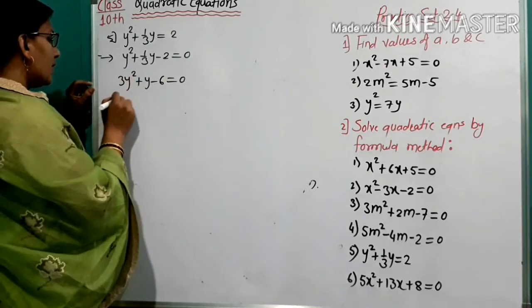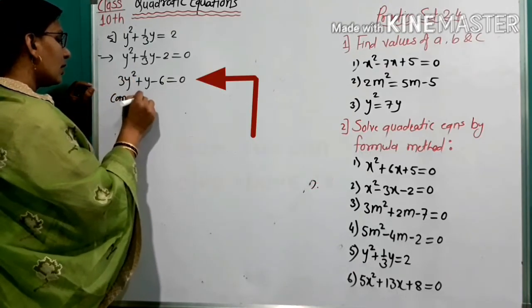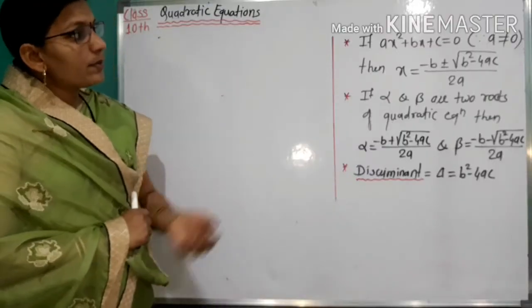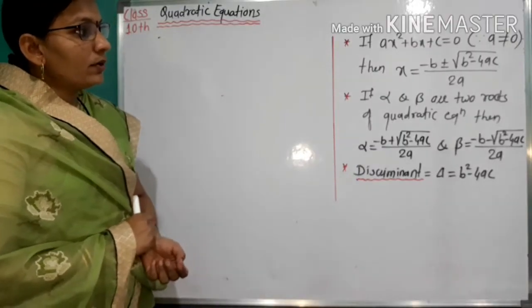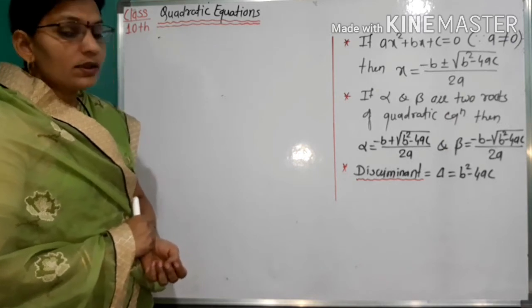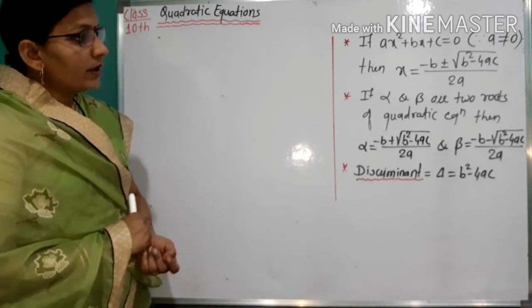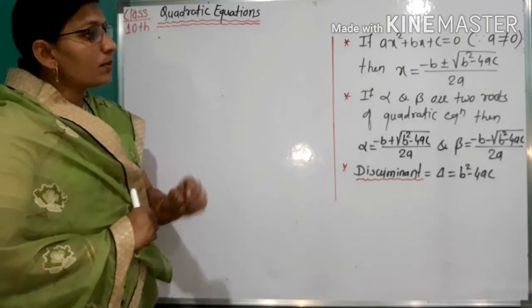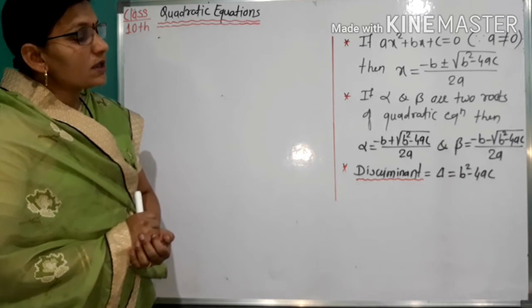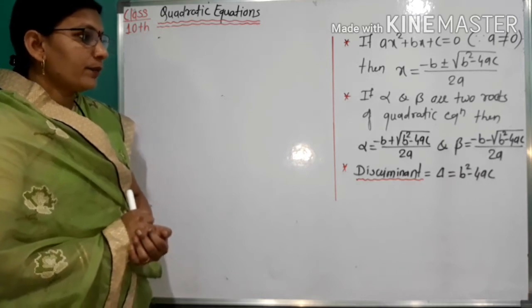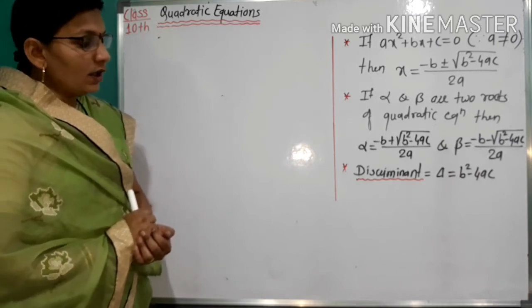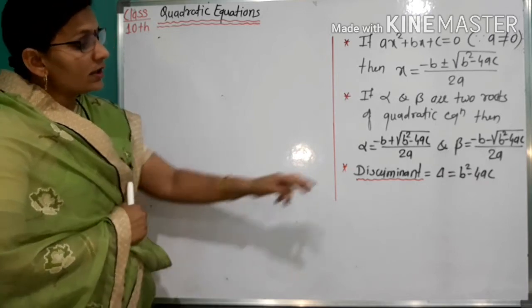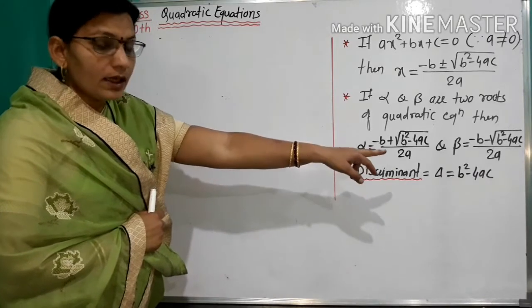Therefore, comparing with ax square plus bx plus c equal to 0, since a not equal to 0, this is a quadratic equation in standard form. Then by formula method, x equal to minus b plus or minus under root b square minus 4ac divided by 2a. This is the solution of this quadratic equation. In this, b square minus 4ac is called discriminant and denoted by Greek letter delta.